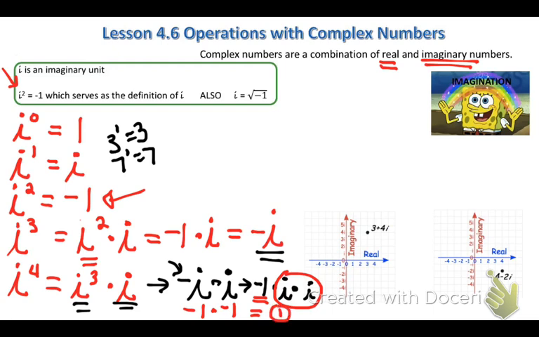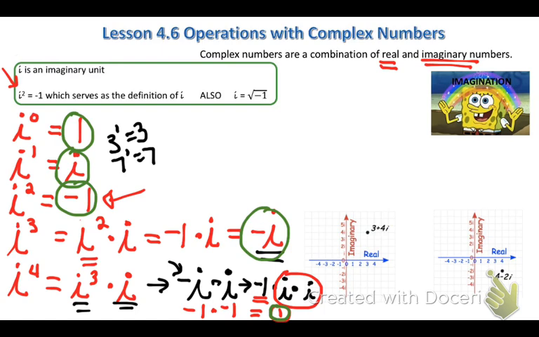So what I'd like you to notice is that we have 1, i, -1, -i, and then we're cycling back down to 1. So if we continued on and we said i to the 5th power, i to the 5th power would be equal to just plain old i.